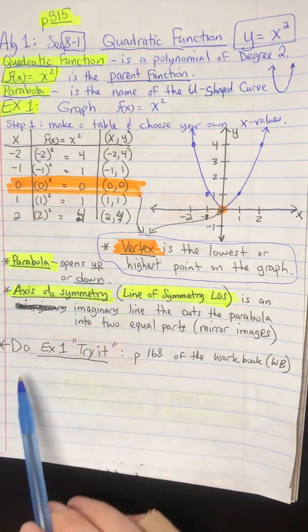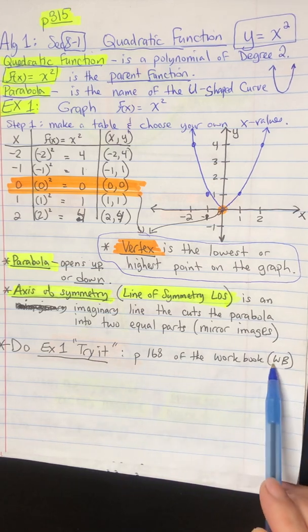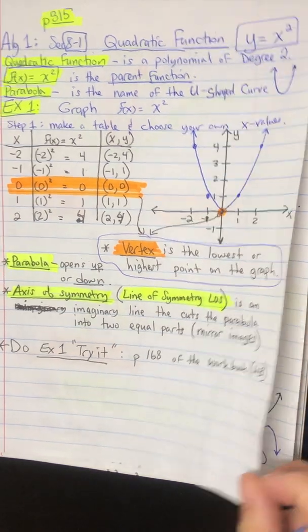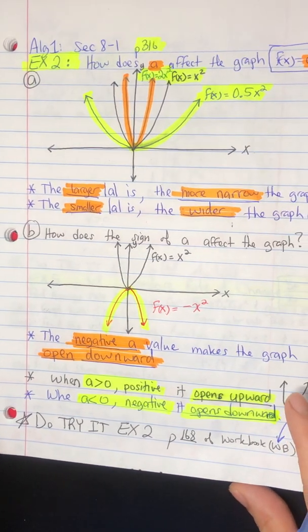Okay, so what I want you to do now is do the try it. Example 1, try it, page 168 of your workbook this time, and then see how that goes. I'm going to continue with example 2 in the same section. Example 2, let me make sure I line this up correctly so you see everything. I think that's good.